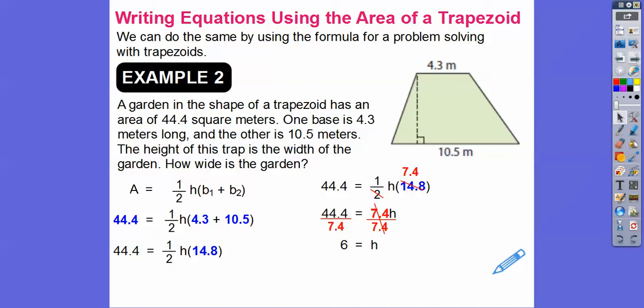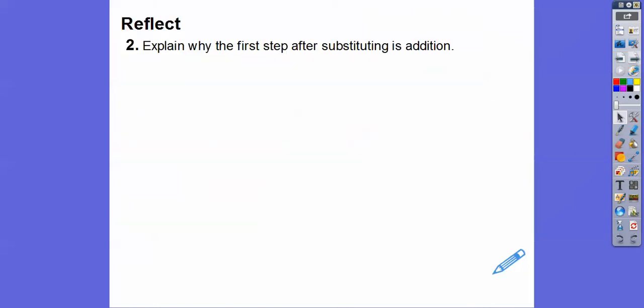Times 6. Remember that trick I was telling you? So anyways, you end up getting 6. I don't know if that made sense. Anyway, so the answer is going to be, the garden is going to be 6 meters wide. Okay, easy enough.